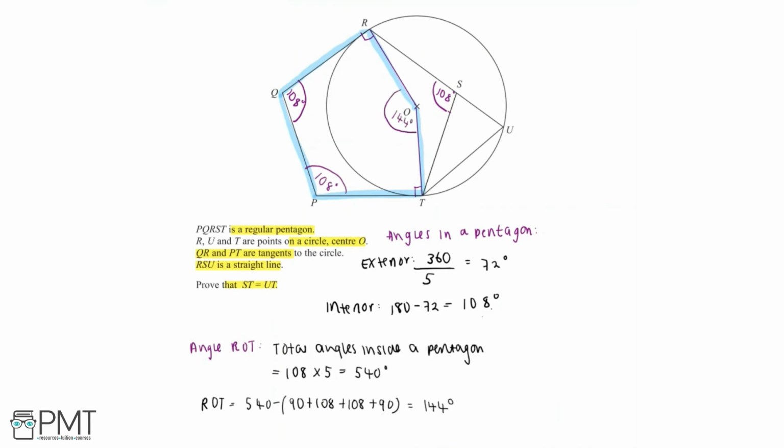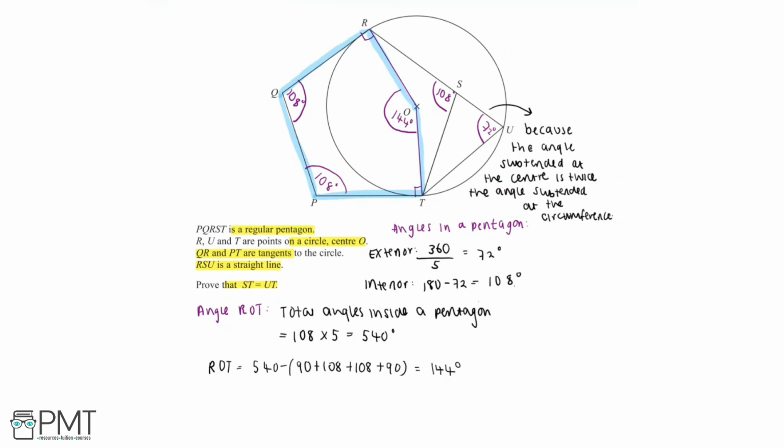Now we can find the angle RUT. Using our knowledge of circle theorems, we know that the angle at the centre is twice the angle at the circumference. The angle at the centre is 144 degrees, which we just calculated, and so we can say that the angle at the circumference is 144 divided by 2, which is equal to 72 degrees. Now that we've found angle TUS, we can work on finding angle TSU. So given that angles on a straight line add up to 180 degrees, we can say that angle TSU is equal to 180 take away 108, which is equal to 72 degrees.